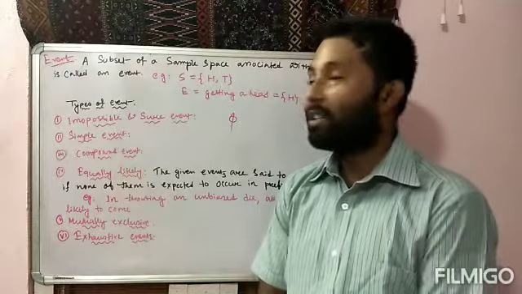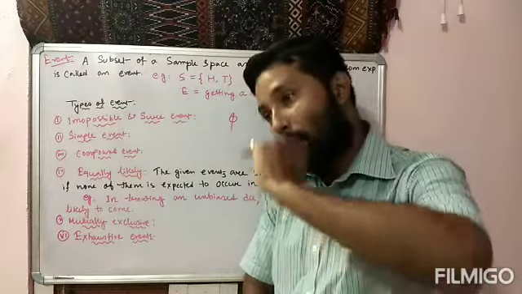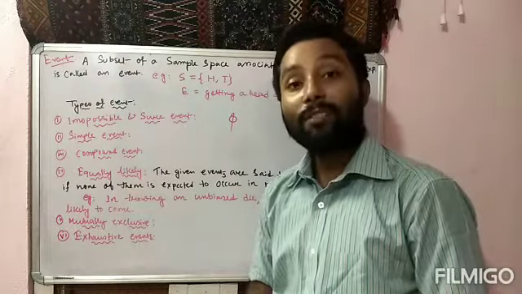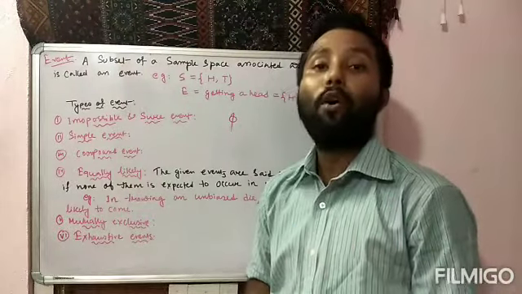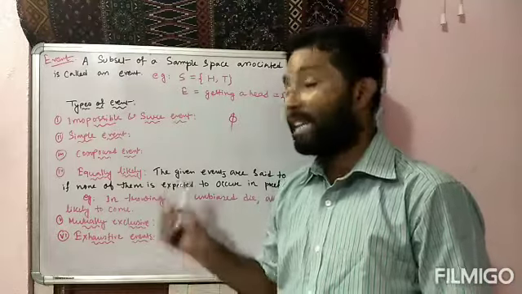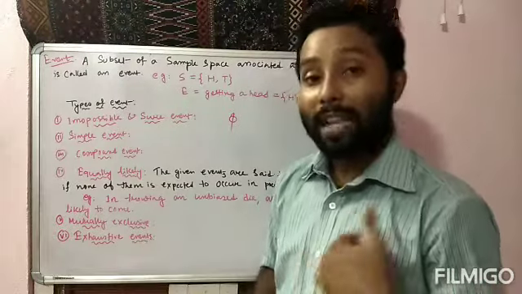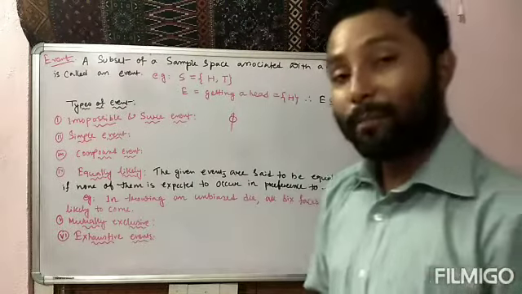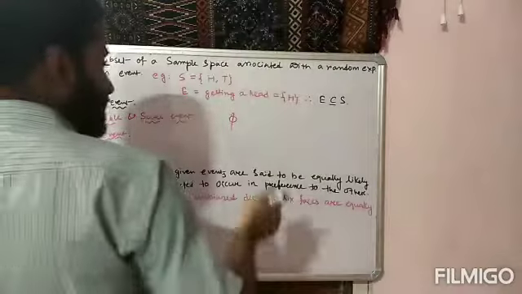Next one is compound event. It is exactly opposite to simple event. Compound event means if an event has more than one sample point. Okay, if an event has more than one sample point, that is called compound event. So can you give one example of compound event? Let us take one example.